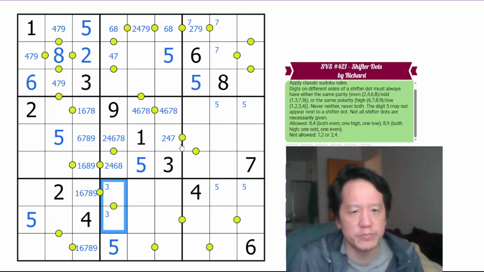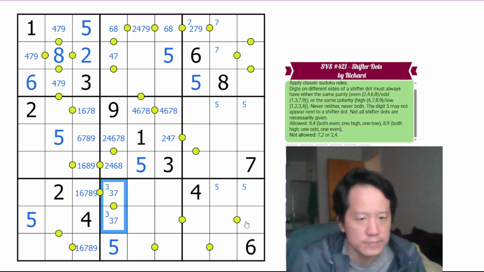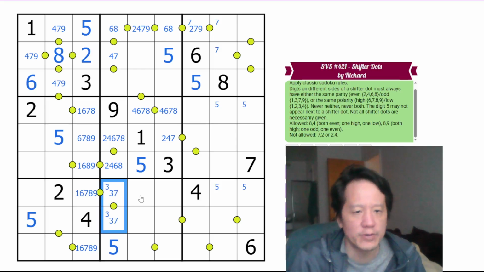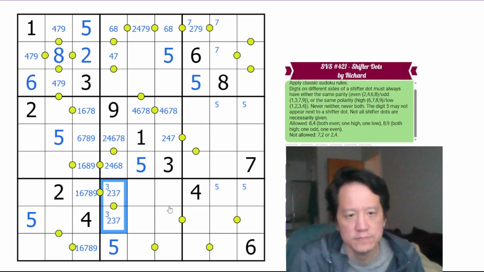It must be paired with either a low high digit or an even low digit. So it could be a low high. So 3, it would be 3 and 7 if that's the case. Or a low even, which would be 2 or 4, but 4 is not possible. So this is specifically 3 with 2 or 7 here.